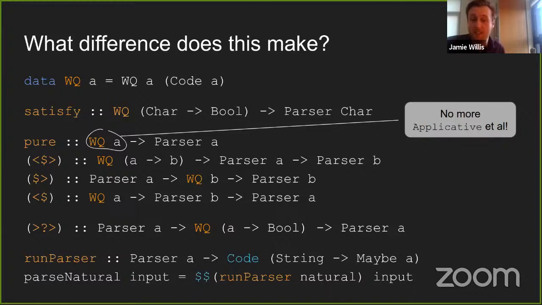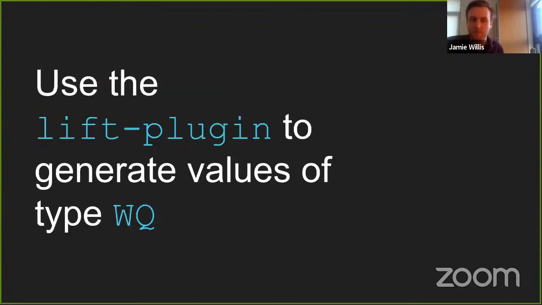And it's also worth noting at this point that we've lost applicatives. So we don't have the type classes anymore. They're gone because Pure doesn't have type WQ A to Parser A. So we've lost the type classes and the overloading that we used to have, but I still maintain all the same names for the operations. So we make values of WQ with the lift plugin.